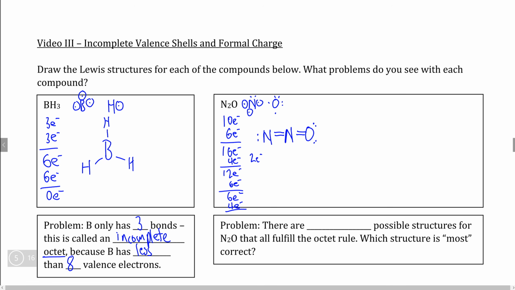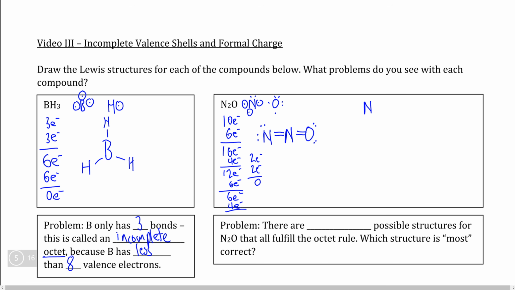And as to what to do with the last 2, we can find the answer by double checking and seeing if all of our elements have 8 electrons. The oxygen has 2, 4, 6, 8. The nitrogen has 2, 4, 6, 8. From the single bonds, this nitrogen here only has 2, 4, 6. And we can make that 8 by adding the last 2 electrons here, and that means we have 0 electrons left, and all of our atoms have 8 electrons, so we're done.